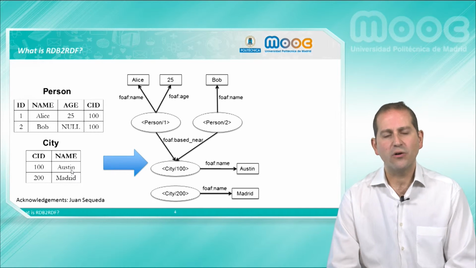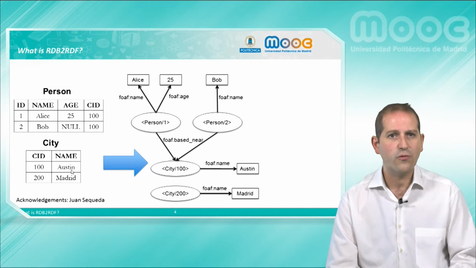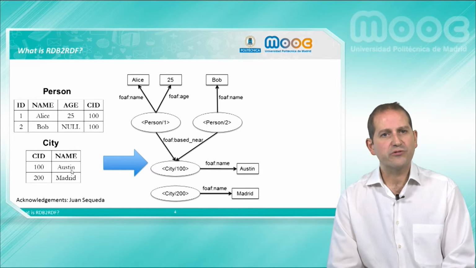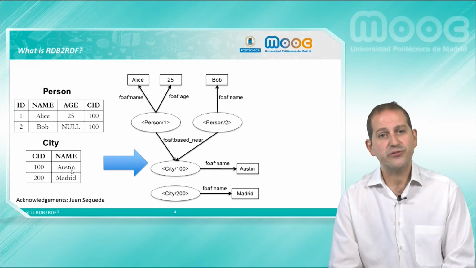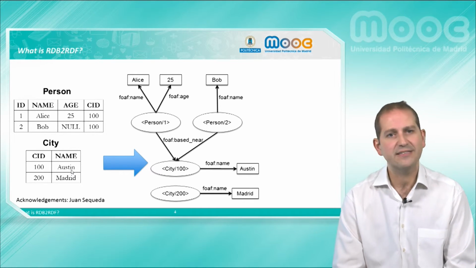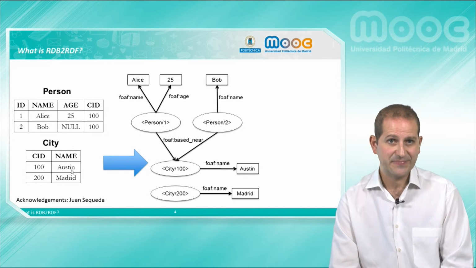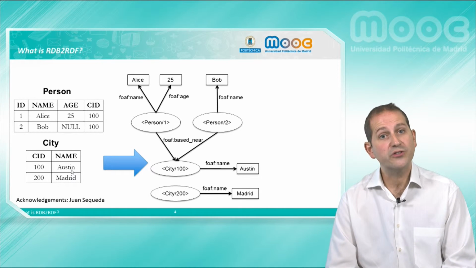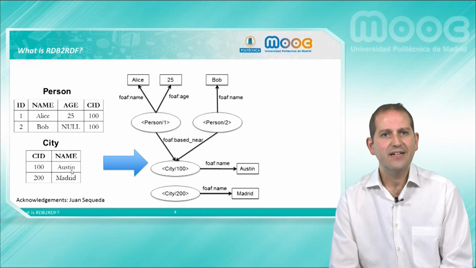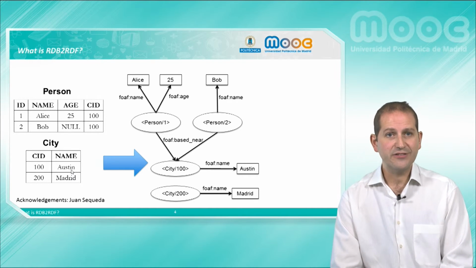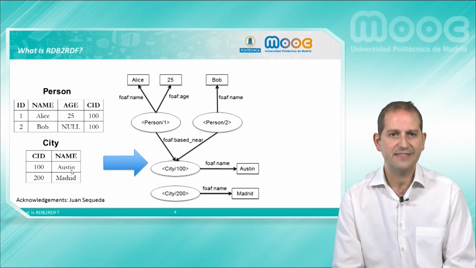Whenever we transform all this data into RDF, we can see that we generate resources like person 1, person 2, which refer to those persons that we have in the person table. And we also generate two resources, city 100 and city 200, which refer to those two cities that are in the table of cities. Furthermore, we also expose the column names, as FOAF name or FOAF age for each of these persons. And the same happens with the cities, where we are exposing the name of each of the cities as RDF.